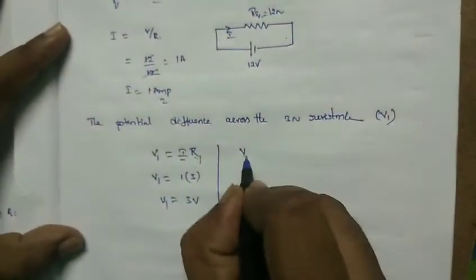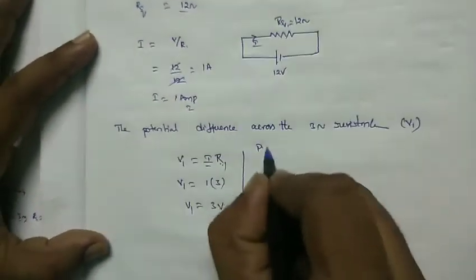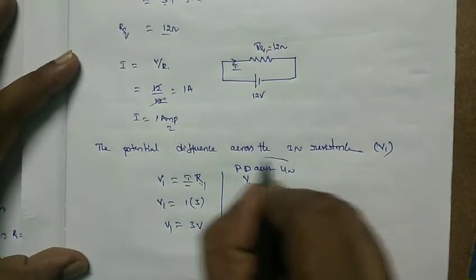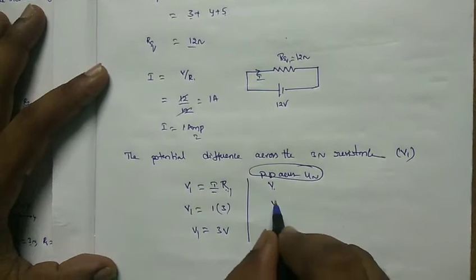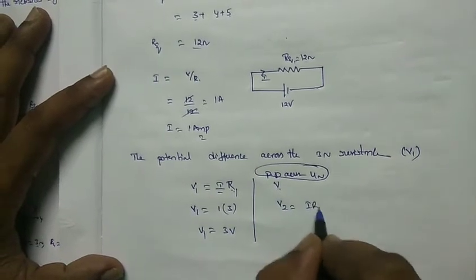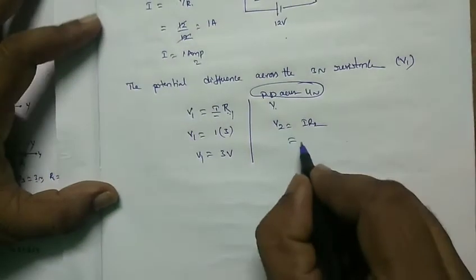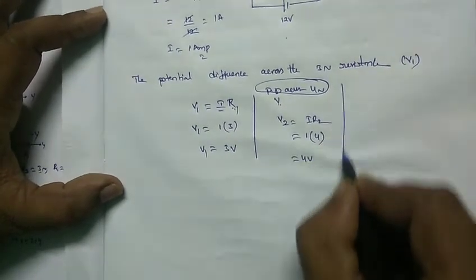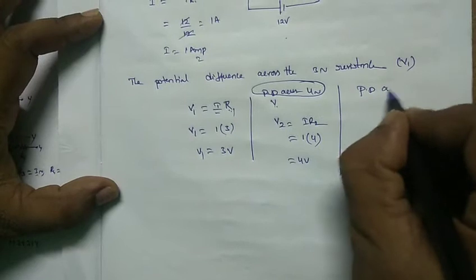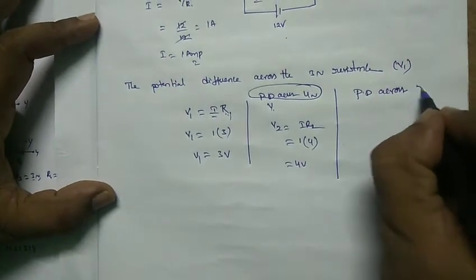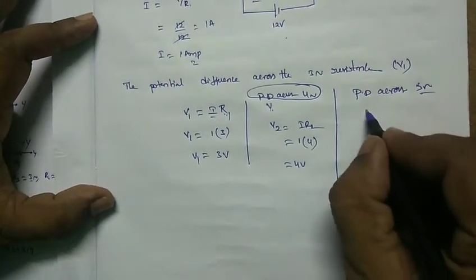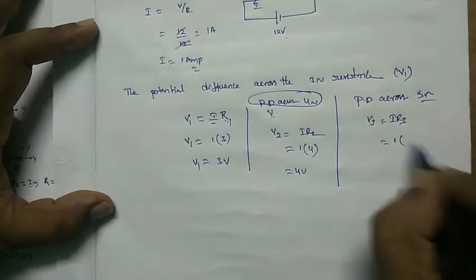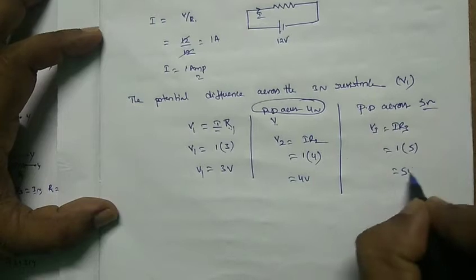V2 is the potential difference across 4 ohms. So V2 is equal to I R2, which is 1 into 4, 4 volts. The potential difference across 5 ohms, that means V3 is equal to I R3. I is 1, R3 is 5. That is equal to 5 volts.